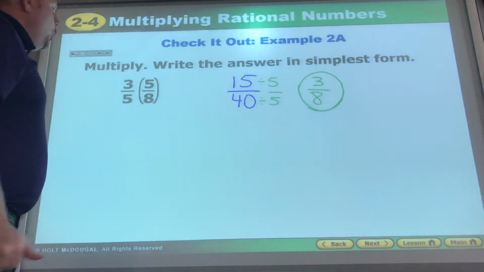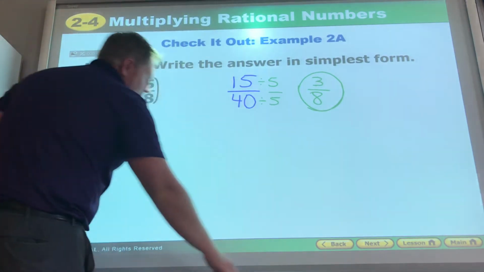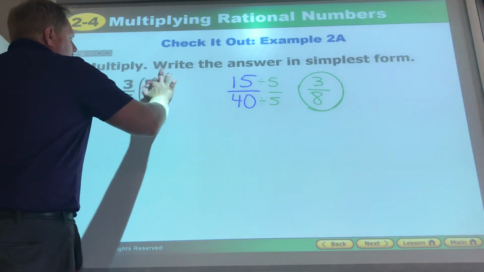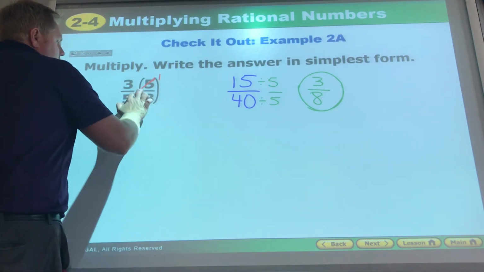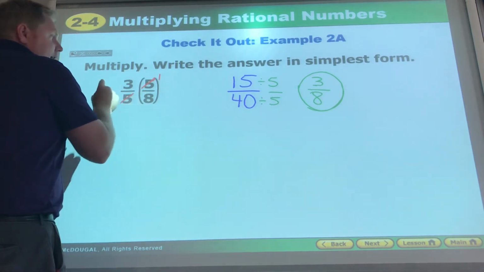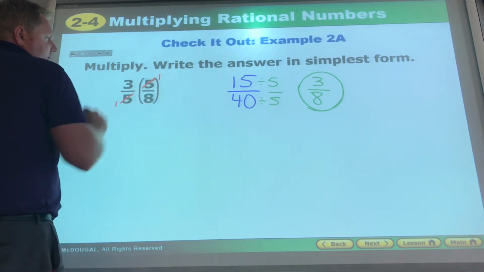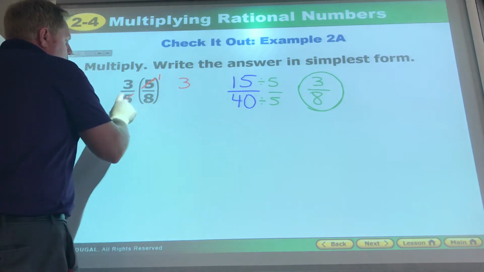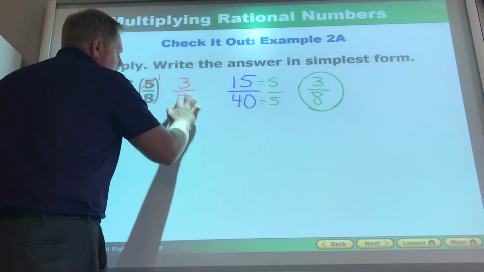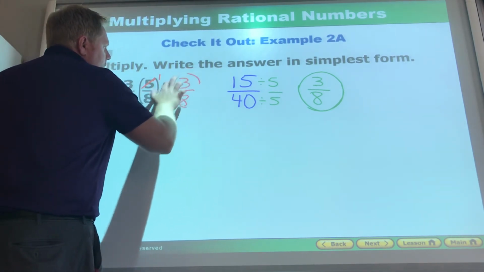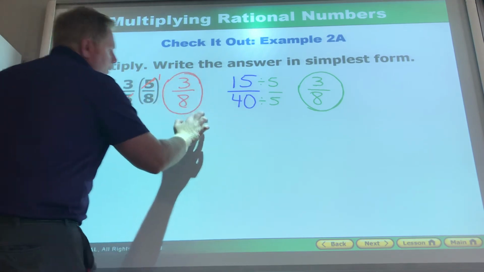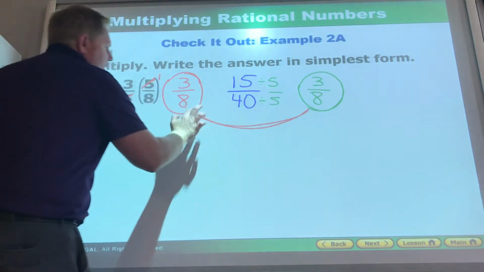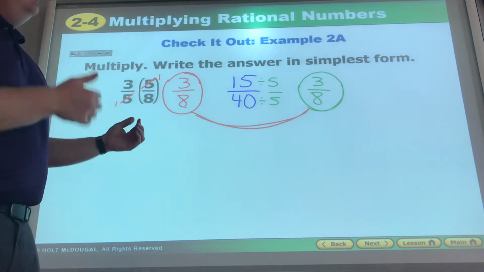Okay? Or I can look at it like this. 5 divided by 5 is 1. 5 divided by 5 is 1. I divided by 5 on the bottom, divided by 5 on the top. 3 times 1 is 3. 1 times 8 is 8. Didn't I get the same answer?